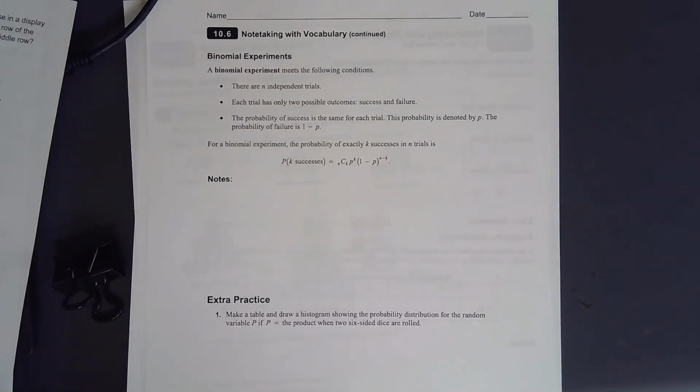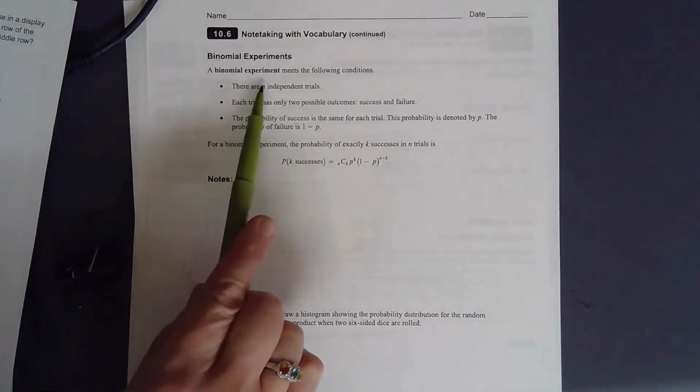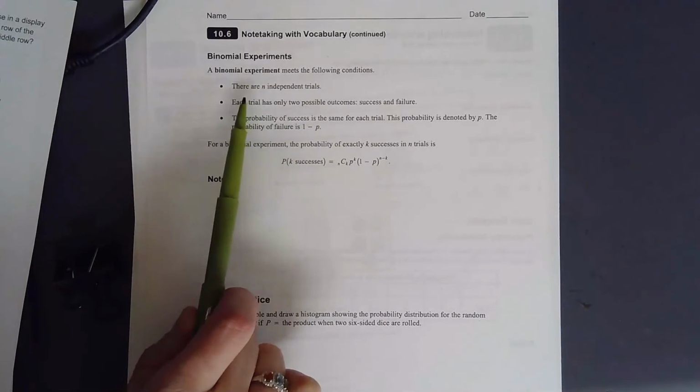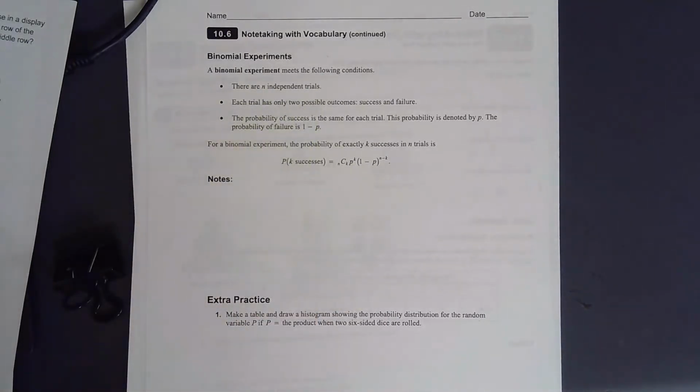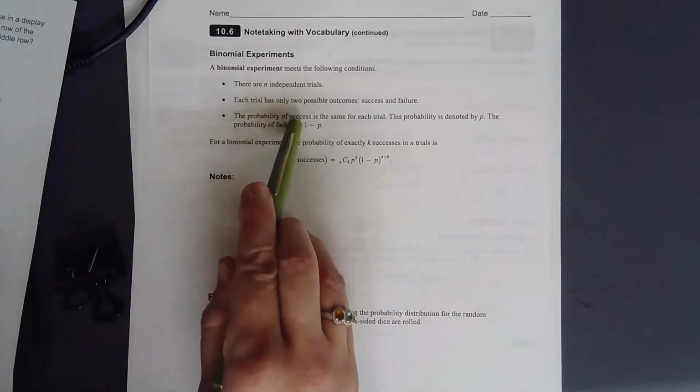Binomial experiments are a very specific type of experiment and a very specific type of probability. It says a binomial experiment meets the following conditions. There are n independent trials. For example, you might spin something 20 times. That's n, the number of times you did that particular experiment. Remember, an experiment is different than theoretical. Theoretical is the mathematical odds of something happening, whereas an experiment is based off of your data. Each trial has only two possible outcomes, success or failure.